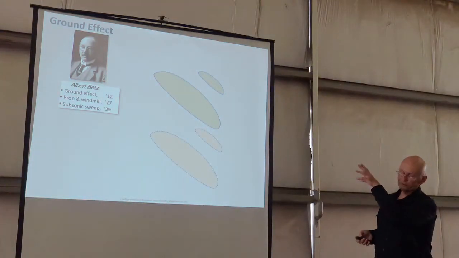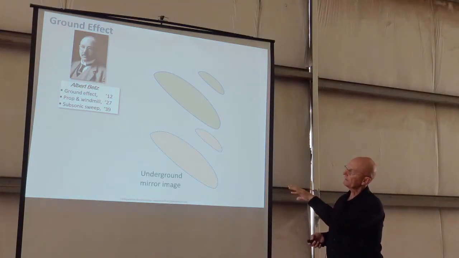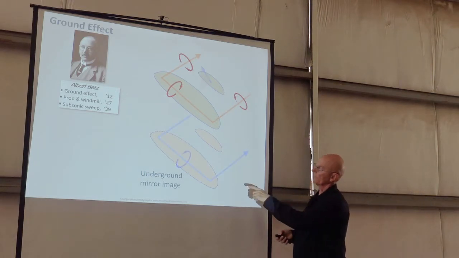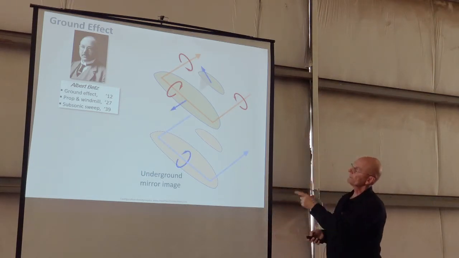So here's my wing. I'm going to do an example for the wing and a tail here, and a wing and a tail here. Everything underground, mirror image. And we have the horseshoe vortex on the upper wing, looks like that. So that means that the horseshoe vortex is opposite on the wing underneath. And we get some interesting effects.